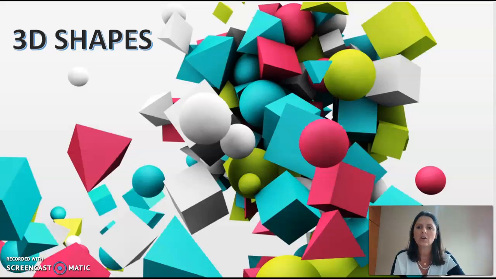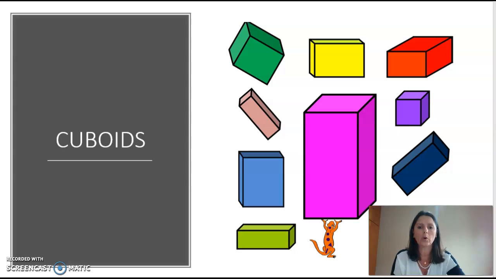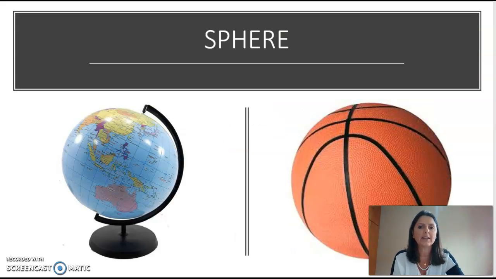Okay? Let's start with the cuboids. This is the shape of a cuboid. I would like to listen to you. Let's repeat. Cuboid, cuboid. Repeat. Cuboid. Okay? And then we have another shape that is the sphere. Sphere. Let's repeat. Sphere. For example, the basketball.